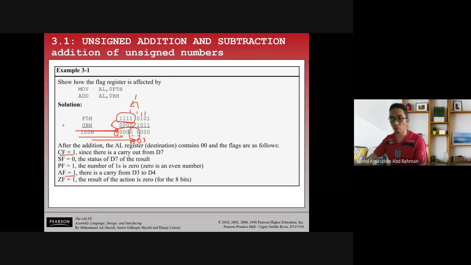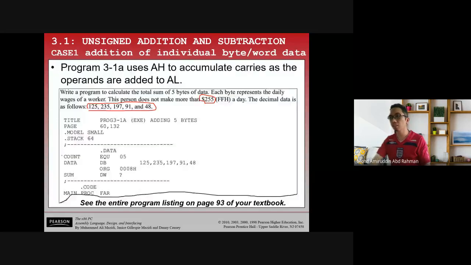And for the carry flag, we look at what comes after D7. So this is D7. We have an excess of 1, which you can imagine is at D8. Something like that. So that's why you have CF as 1. Okay, so let's come back to this example.